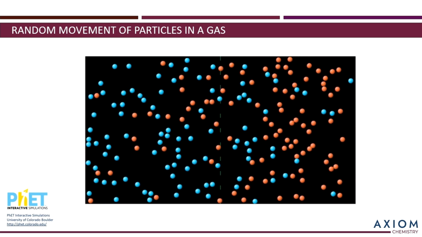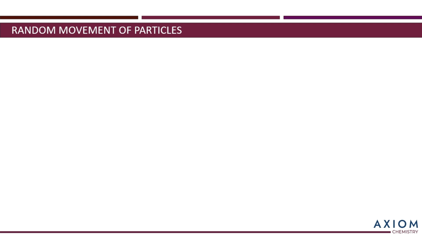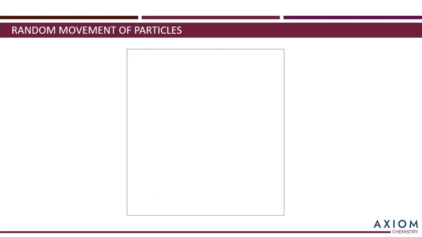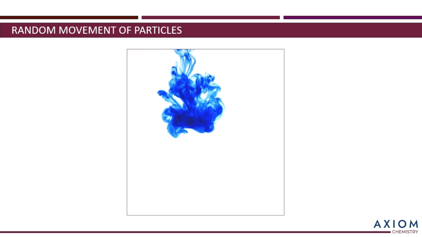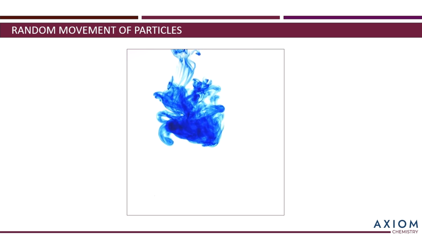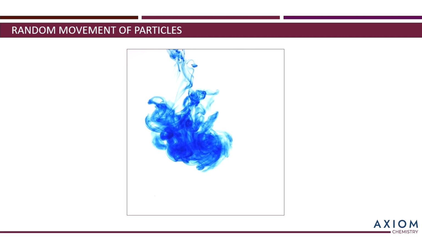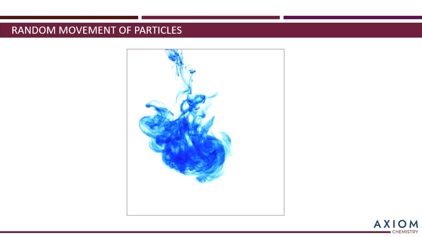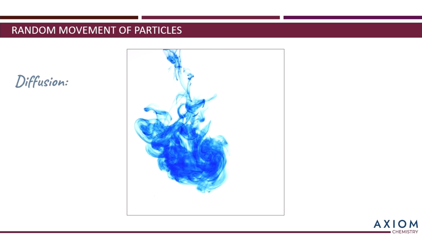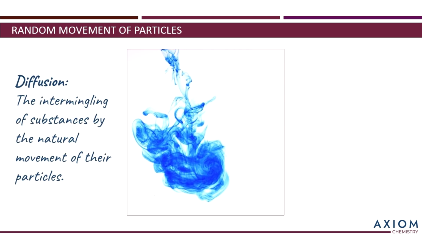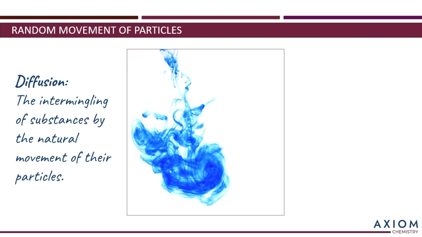So let me now show you a video of real particles diffusing. In a moment, you're going to see some blue ink being injected into the top of that box. Here it comes. Now it's being injected, so it's moving downwards quite quickly, but you'll see that it's not just moving downwards. It's also moving sideways. In fact, the particles are moving in all directions. And if you leave them long enough, those blue particles will eventually spread throughout the entire box. And this is just one example of diffusion, because remember, diffusion is the intermingling of substances by the natural movement of their particles.